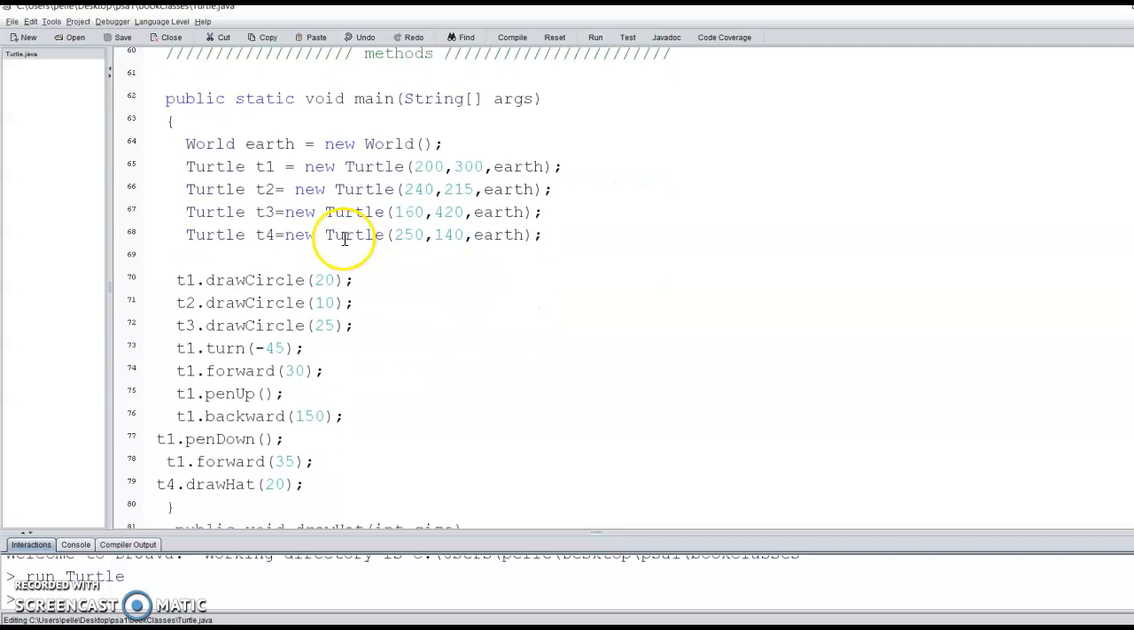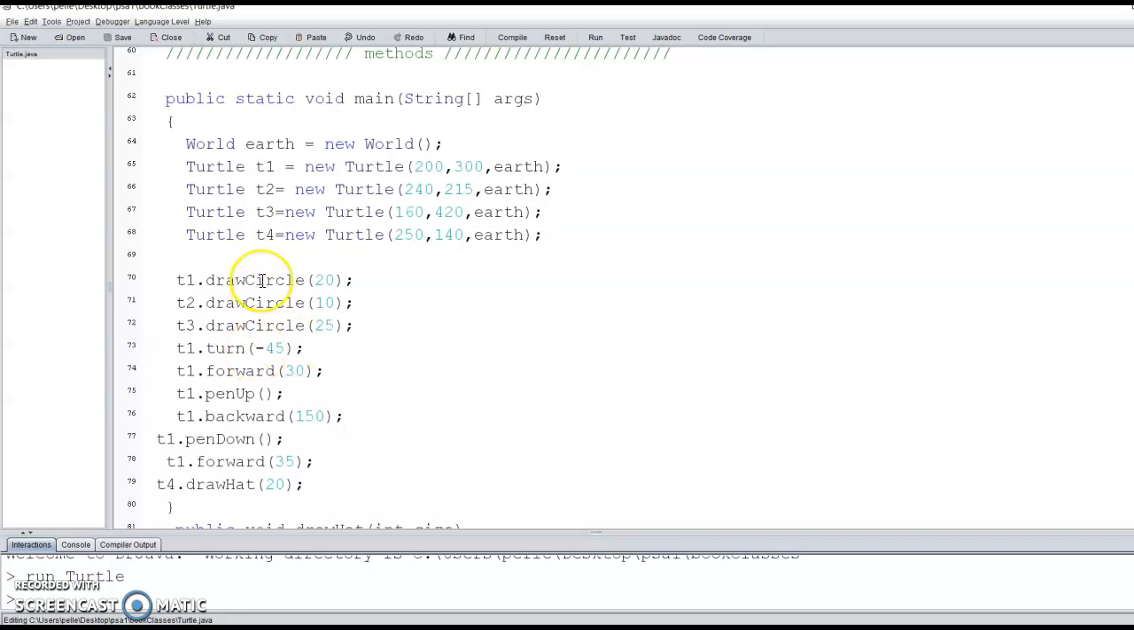Over here, as you can see, I created 4 turtles. I had the first one, the second one, and the third one call the method draw a circle, and draw a circle the size of 20. And then as I went down, I did the other one 10. Then the third one I did actually a little bit bigger. I did a 25. And I called the turtle 1 to draw the hands of the snowman.